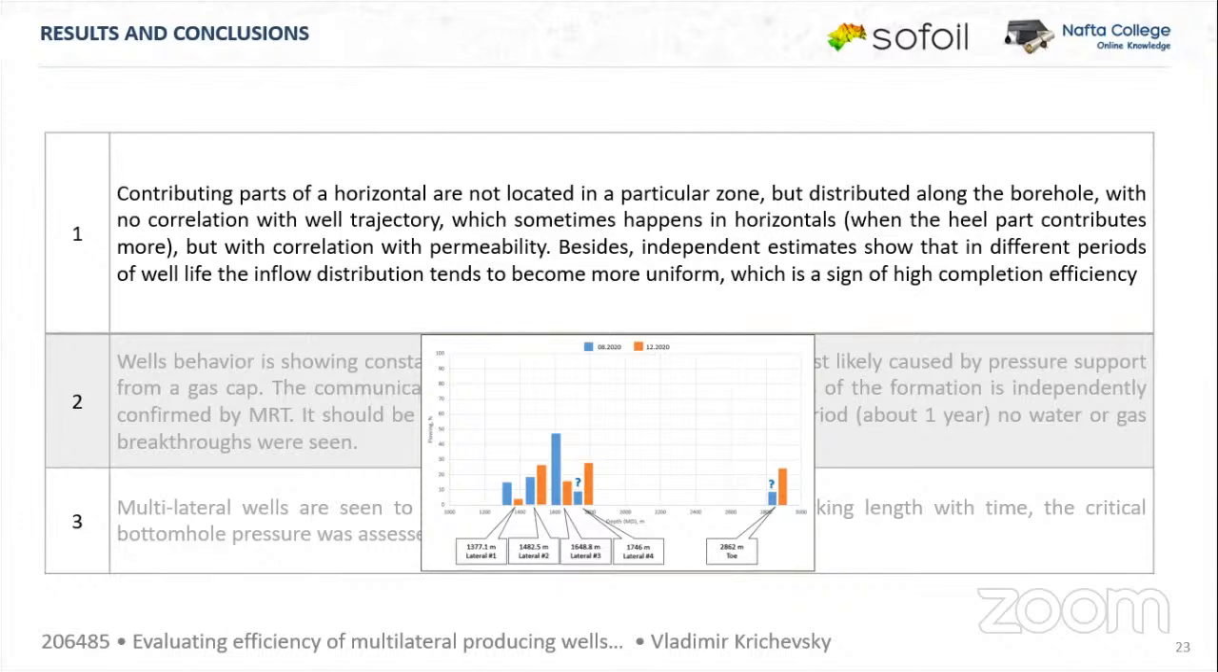And now let's just try to sum everything up. So we have two independent estimates of the inflow contribution, one from DTS, another from the pressure loss calculations. And they actually agree. And we see that the contributing parts are not located in some particular zone. Sometimes we can hear that, well, in a long horizontal, only the heel part works. But no, not in this case, at least. So we can see that there is some distribution of inflow and it actually changes through time. Which is quite logical if the pressure is changing as we produce from a well. So we actually see that the distribution changes from the heel part and then to the toe part slightly as we produce for several months.